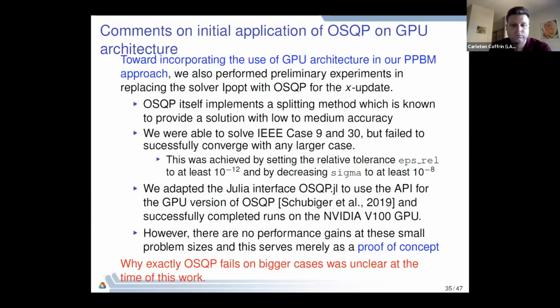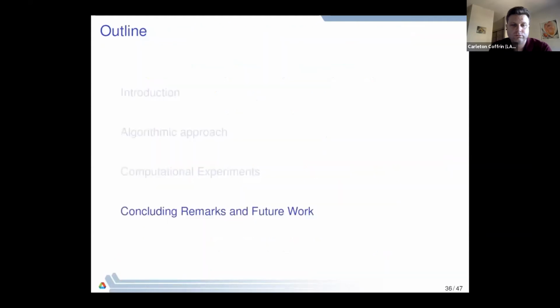So far, what we have is proof of concept. We have an algorithmic framework that interfaces nicely with the requirements of GPU. We're working out the details now of interfacing that with a solver for a large-scale convex quadratic program.